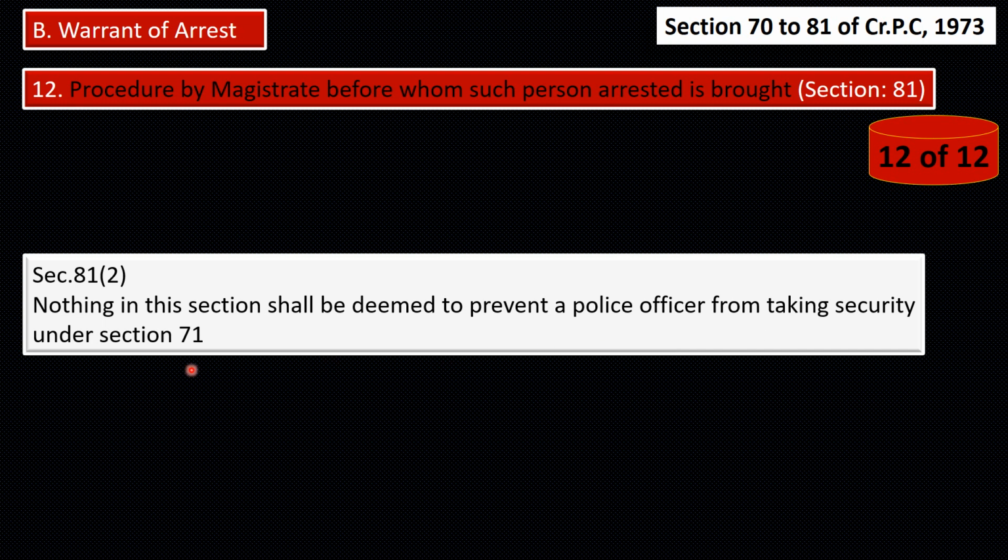And slowly and slowly, you will be remembering all these sections by heart. Replay it, play it again, and unknowingly, you will be remembering all the sections. You will not even realize that you know all the sections.